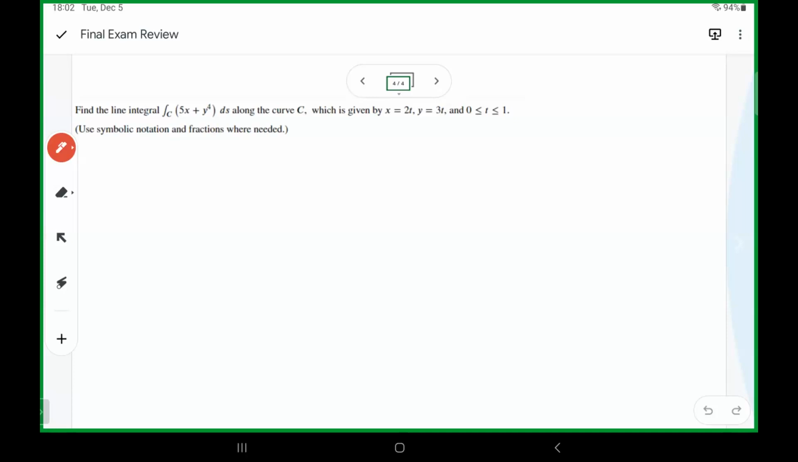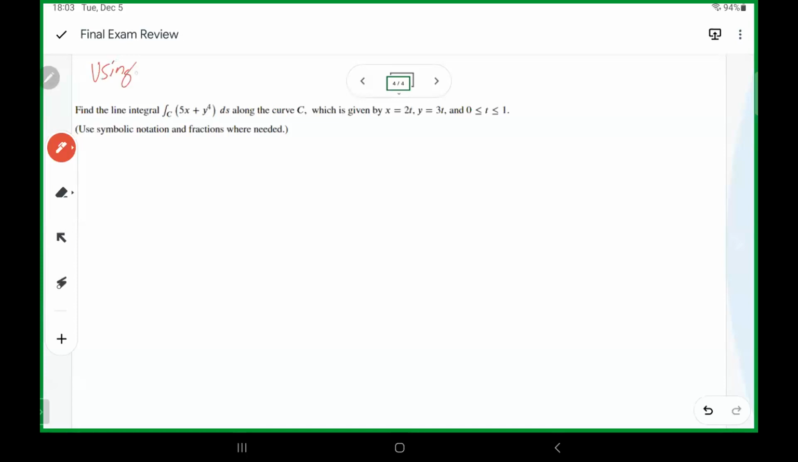All right, find the integral along the curve, which is given by x equals 2t, y equals 3t, where t is between 0 and 1. Use symbolic notation and fractions where needed. Okay, so we're going to use the value of the line integral theorem.